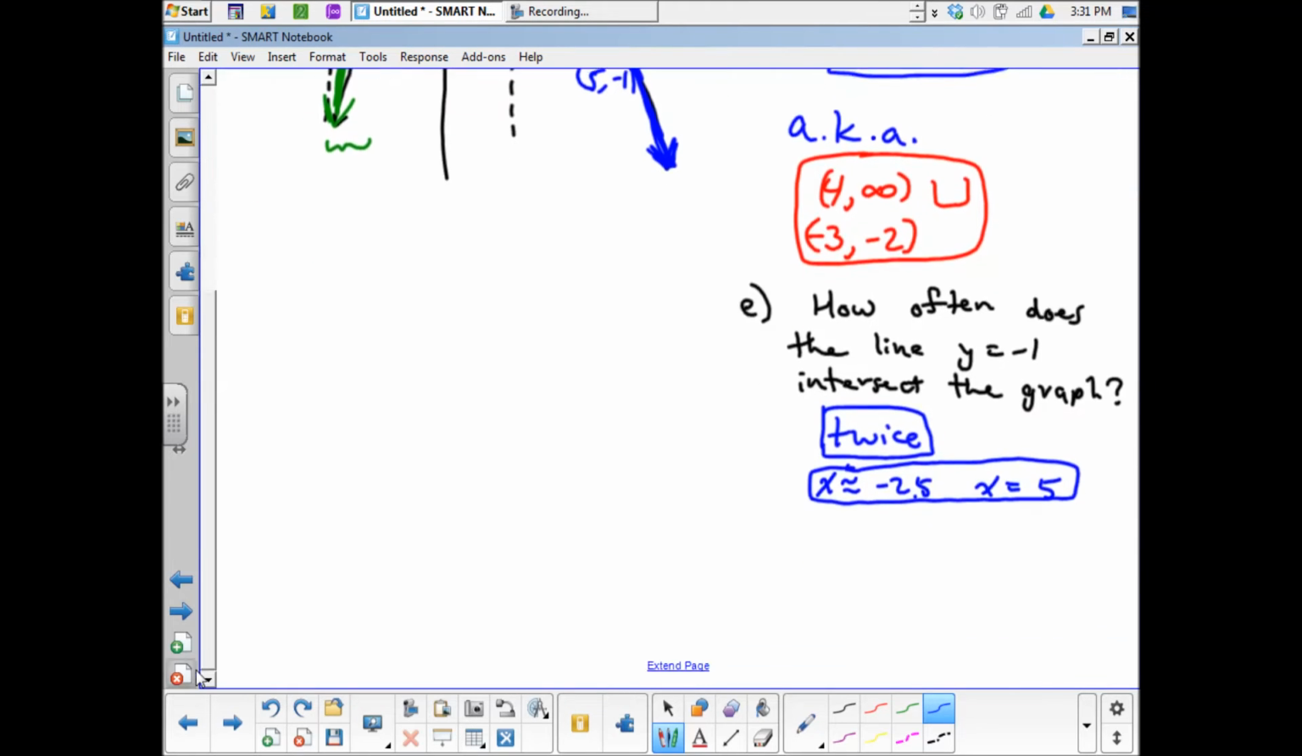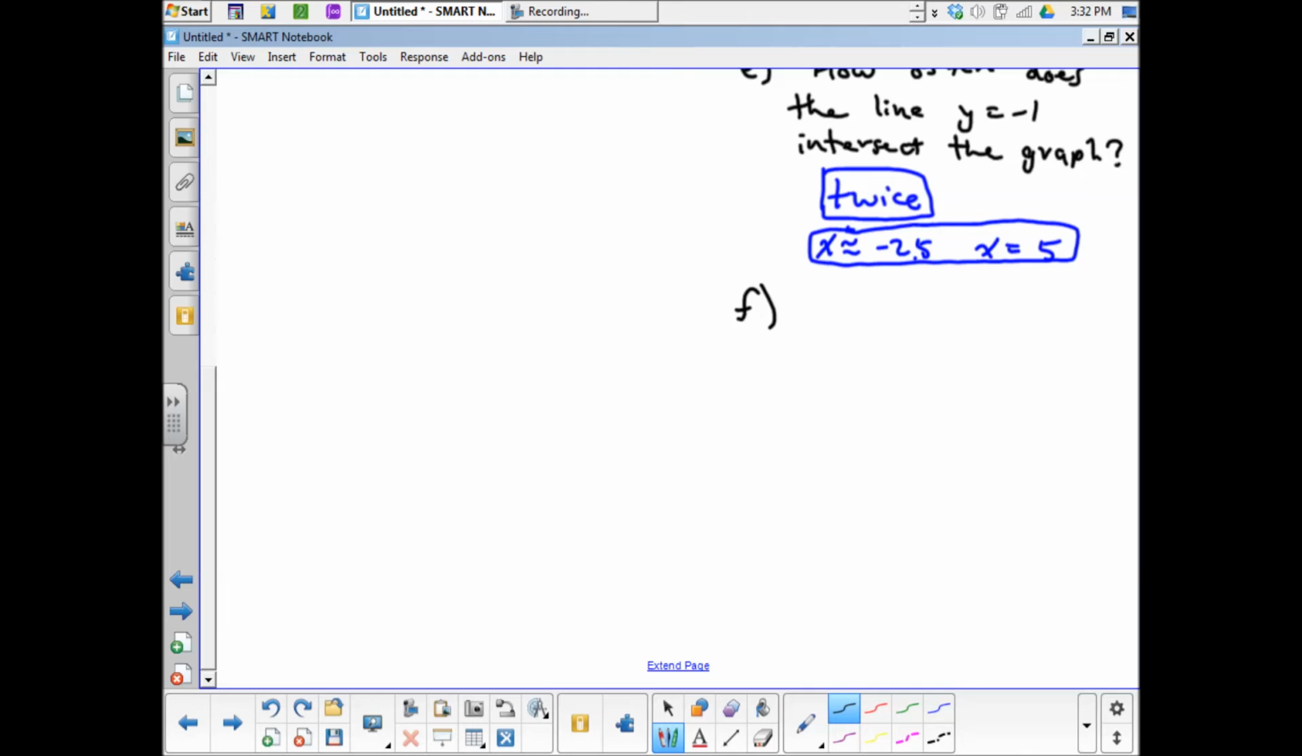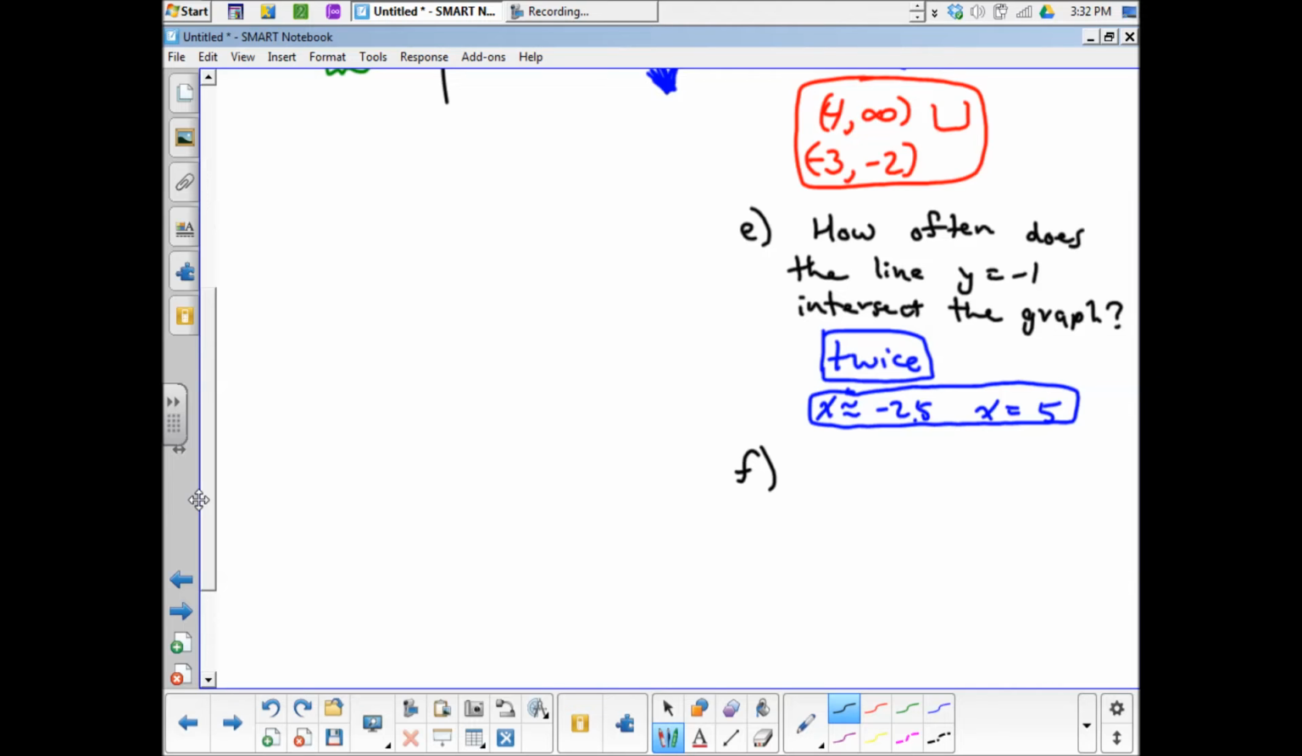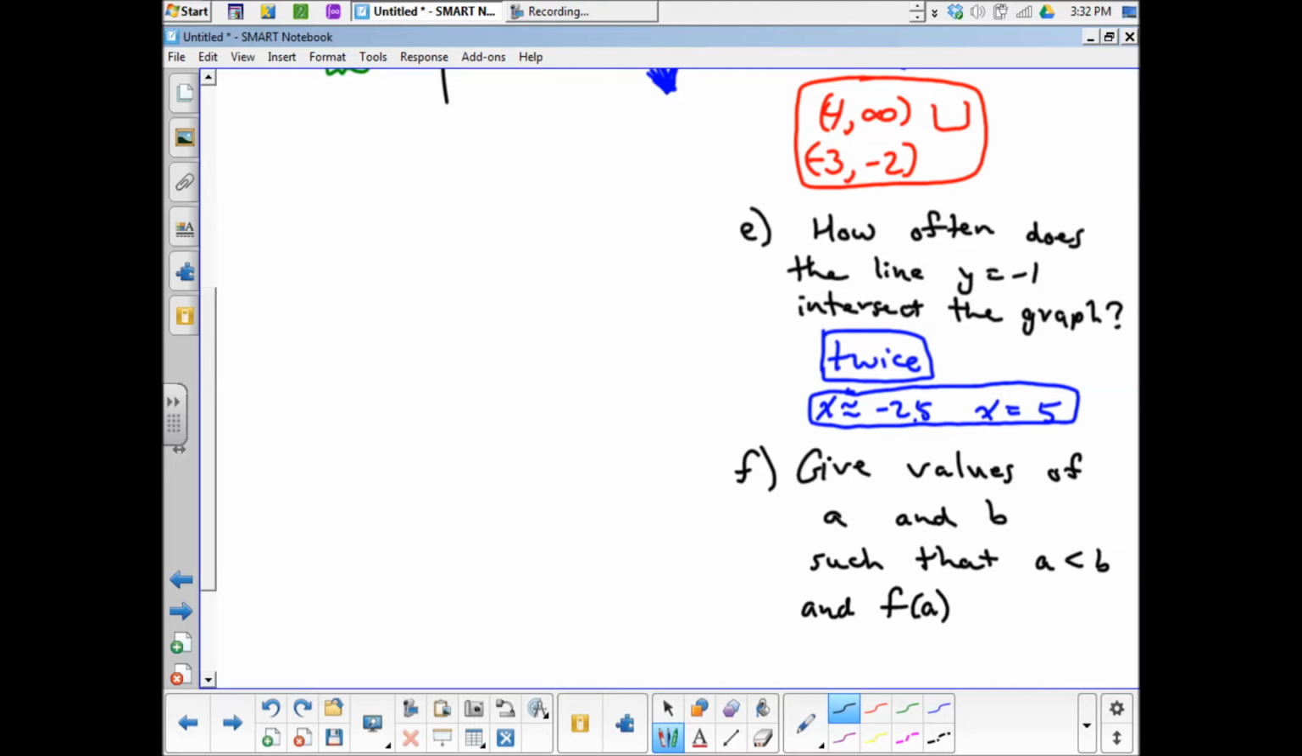Okay, what's another question they could ask? Okay, here's a more advanced question. Give values of A and B such that A is less than B and f of A is greater than f of B.